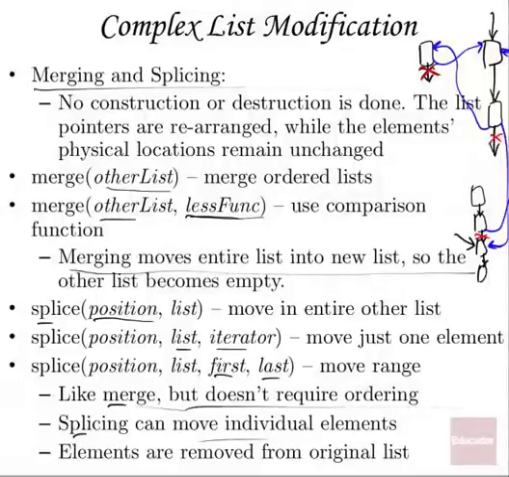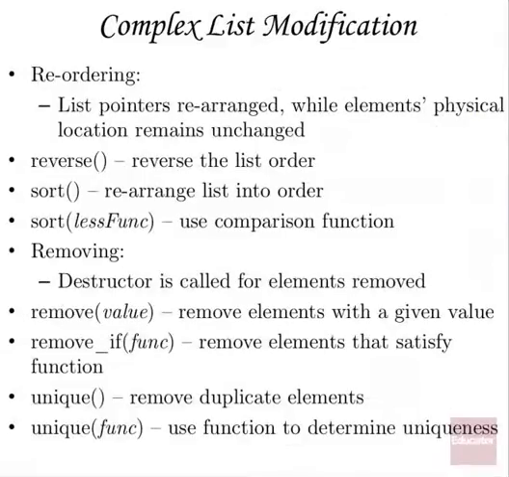So when we reorder things, the list pointers are rearranged. The elements physically remain in memory wherever they are. You only have to think about where they are in memory. Just the pointers are moved around. So reverse will go through and reverse the list order. Sort rearranges into some order because we want it to be. If we're going to merge these two lists, they have to be in order first. So let's sort them into that order. We have our function, some function that will tell the system what order you want it to be in.